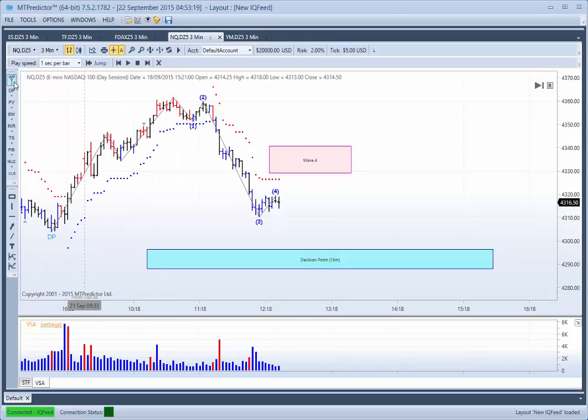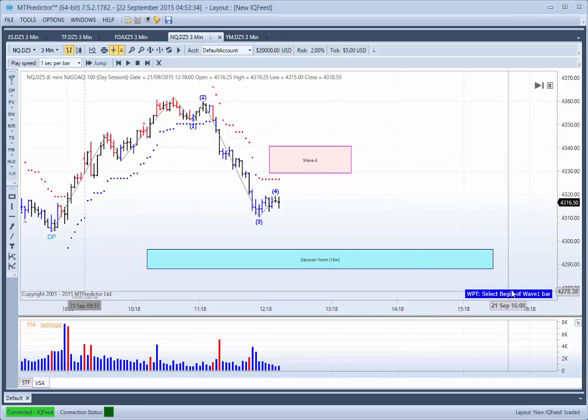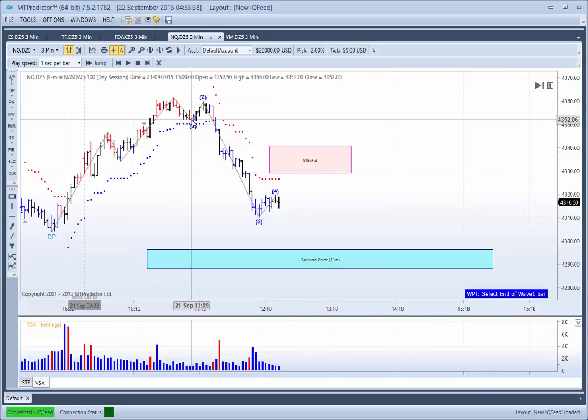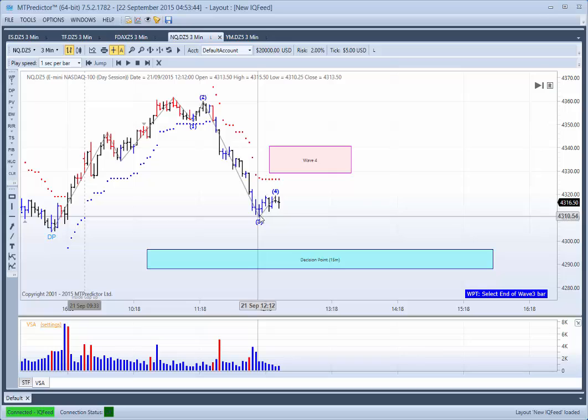For this, we go to WPT. We have WPTs up and WPTs down. You can see here there for the most common Elliott waves, and what I'm doing here is I want one for the wave 5 down. It shows you how many clicks to do, so I click on this. We have a tooltip here which says click at the beginning of wave 1, which will be here, then the end of wave 1 there, end of wave 2, which will be there, end of wave 3, which will be there, end of wave 4, which will be there.